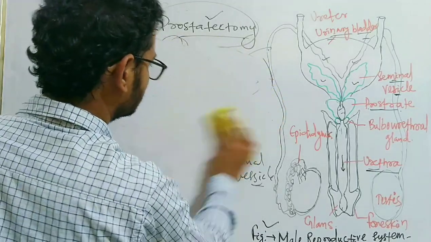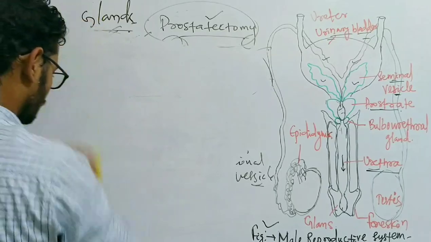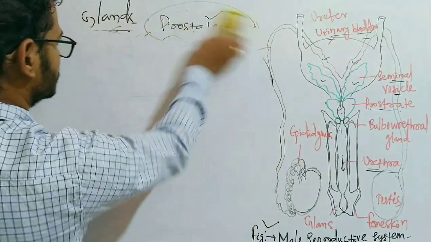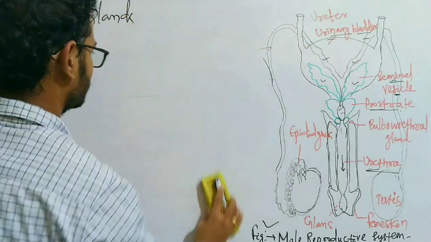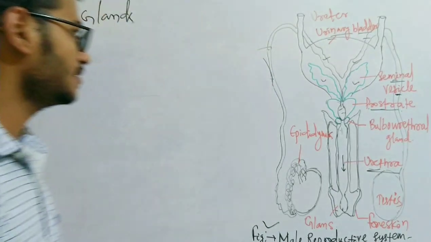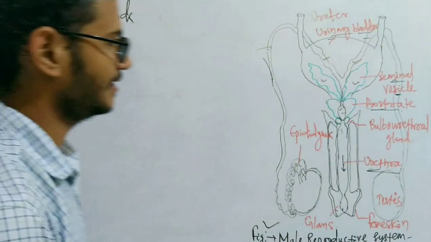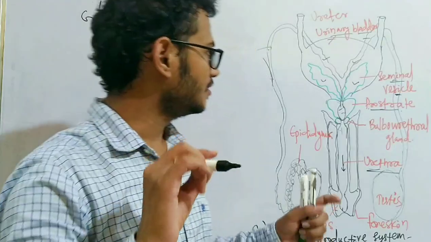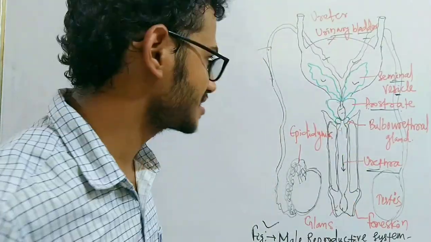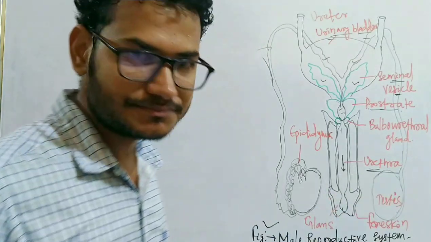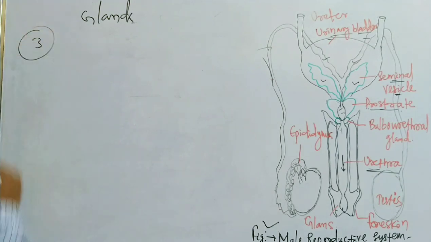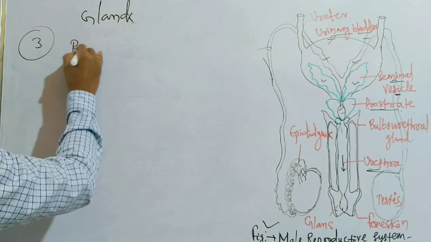Remember, prostate gland can be removed, and the process is called prostatectomy. Okay, so it is important, the prostate gland is present in one in number. The seminal vesicle and bulbourethral gland or the Cowper's gland are present in pair, but the prostate is single. So next we have the last one, the bulbourethral gland.